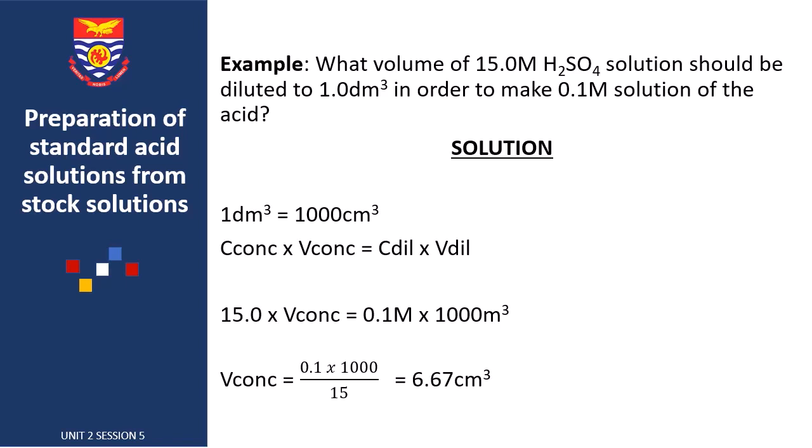So this 6.67 cubic centimeters is the volume that you are going to fetch if you are to prepare such a solution. You are going to measure 6.67 cubic centimeters and then dilute it till you get 1000 cubic centimeters. Such a solution is going to have 0.1 molar concentration.